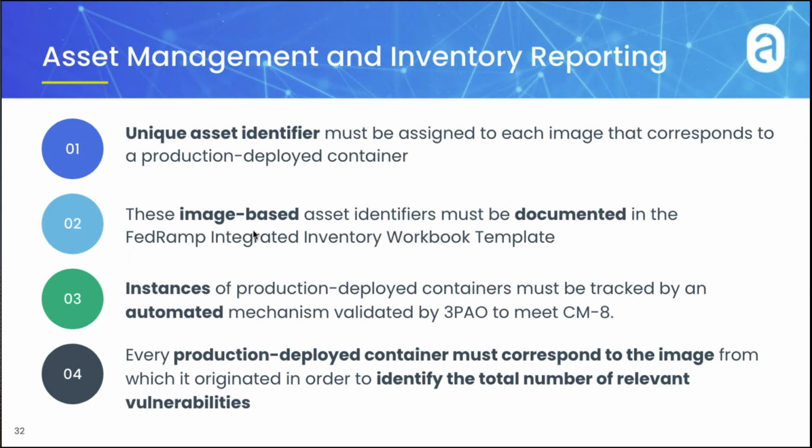Anchor being an API-first and API-centric tool, that's really easy to do. We have a pretty robust reporting API that you can leverage to pull in all that data super quickly in order to meet that control. And then 4 is every production deployed container must correspond to the image from which it originated in order to identify the total number of relevant vulnerabilities.